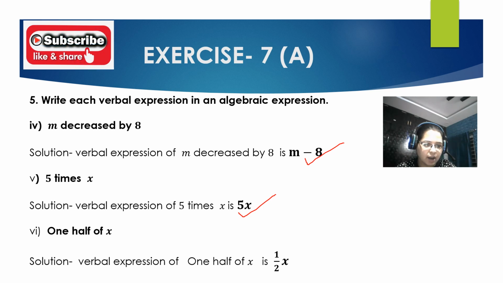Sixth bit 1 half of X. 1 half will be represented with 1 divided by 2. So verbal expression of 1 half of X is 1 divided by 2 of X. Half of X. 1 divided by 2 X. Half X.